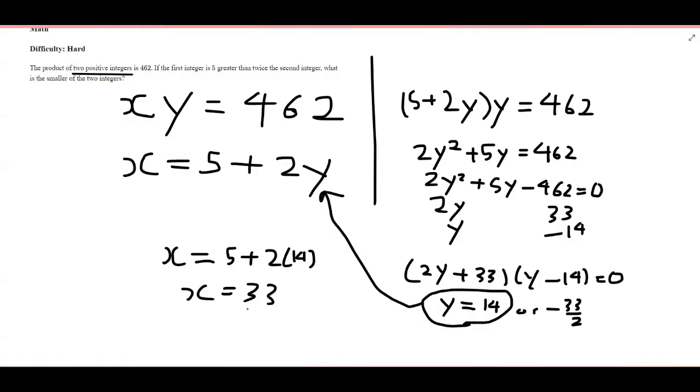So between 33 and 14, which is smaller? Well, obviously, the 14 is smaller. And there you have it. 14 is the answer.